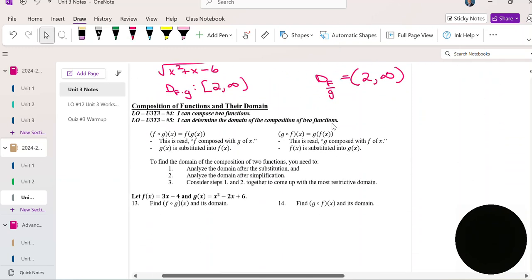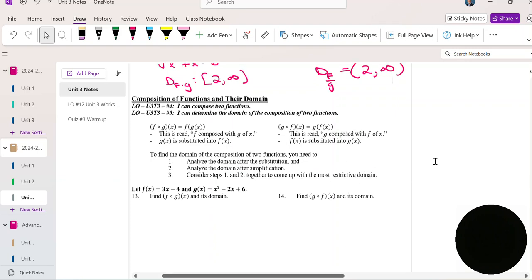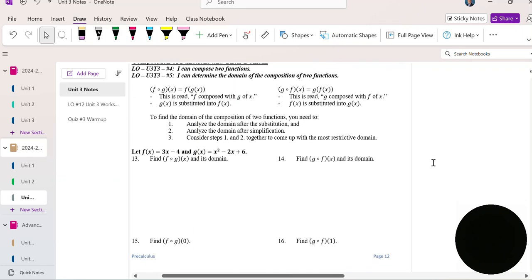All right, so then the next thing we're going to talk about is composition of functions. And here it gives you the domain. Basically, analyze the domain after the substitution, analyze the domain after the simplification, and consider 1 and 2 together. And we're going to talk about that as we go along. But the compositions, f of g of x and g of f of x, whenever you see it, you're going to rewrite it in parenthesis form. So f parentheses g of x.